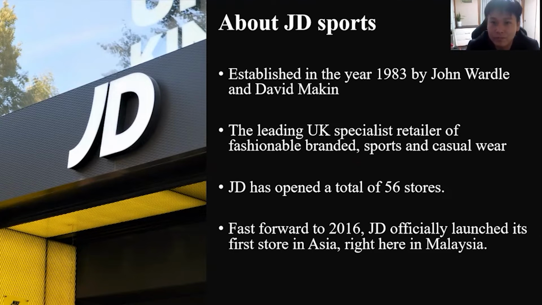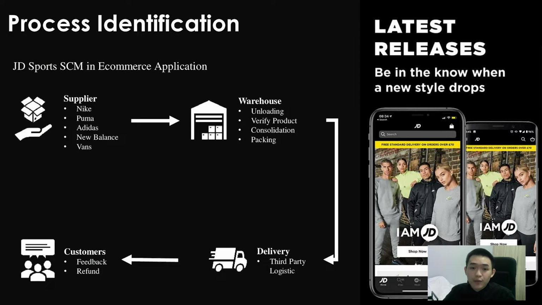Hi, my name is Ang Man Hong, and I'll be presenting the process identification and model. For the process identification, I will focus on JD's supply chain management. Firstly, JD Sport is a company that sells many sport merchandise that come from different brands such as Adidas, Nike, Fila, Vans, New Balance, and Puma.